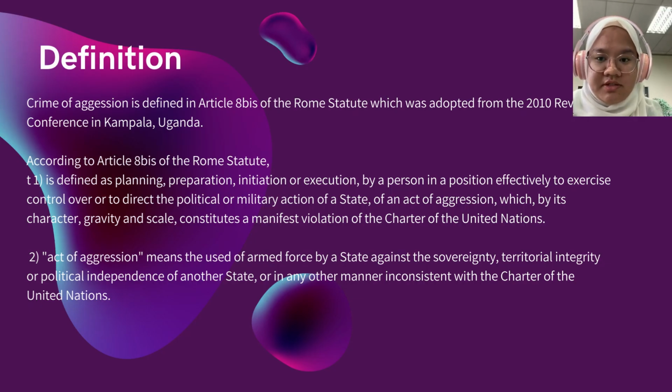Definition of crime of aggression. Crime of aggression is defined in Article 8 of the Rome Statute, which was adopted from the 2010 Review Conference in Kampala, Uganda. According to Article 8 of the Rome Statute, crime of aggression can be defined as the planning, preparation, initiation, execution by a person in a position effectively to exercise control over or to direct the political or military action of a state, of an act of aggression which, by its character, gravity and scale, constitutes a manifest violation of the Charter of the United Nations.